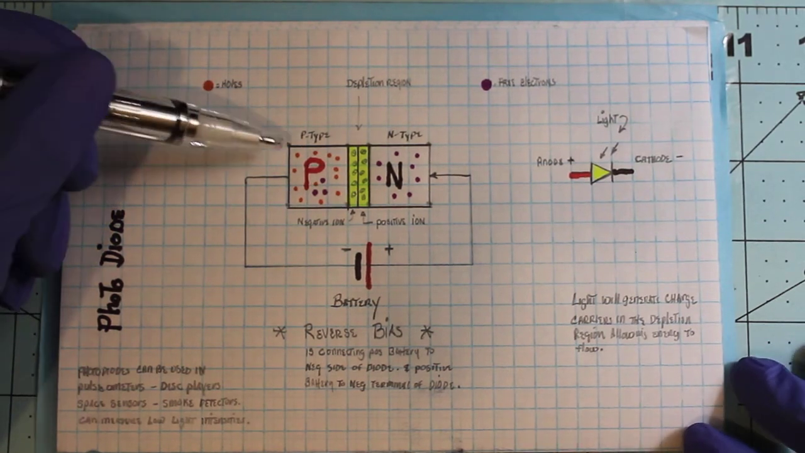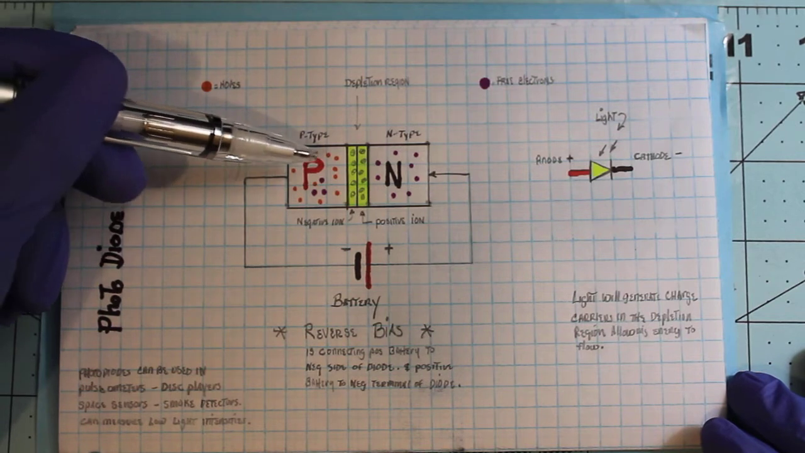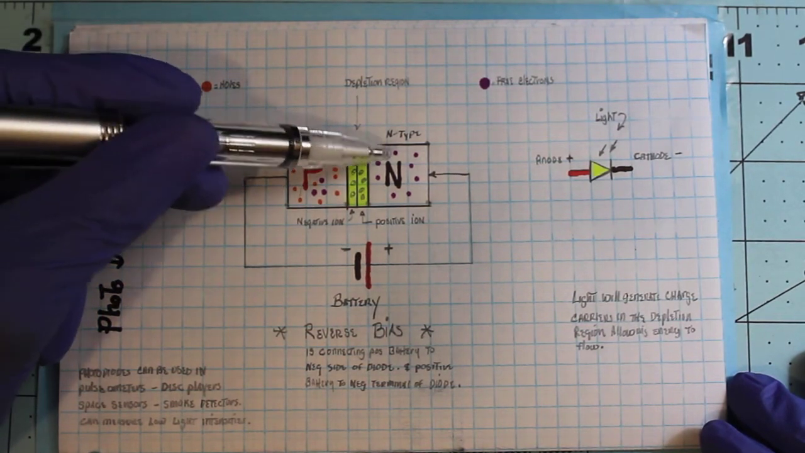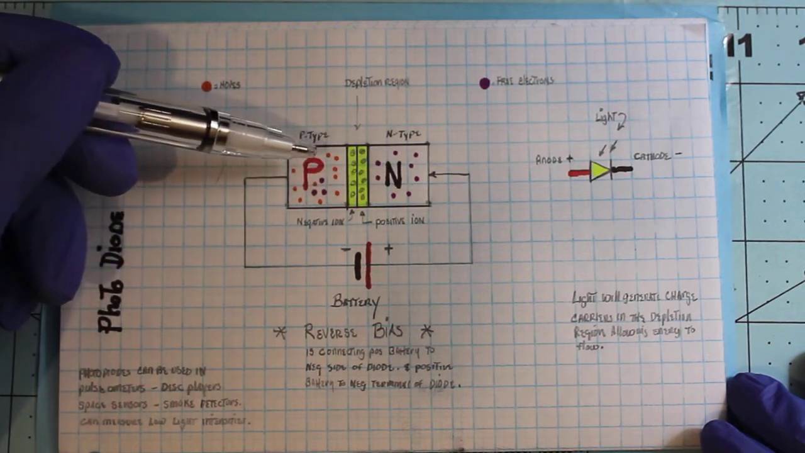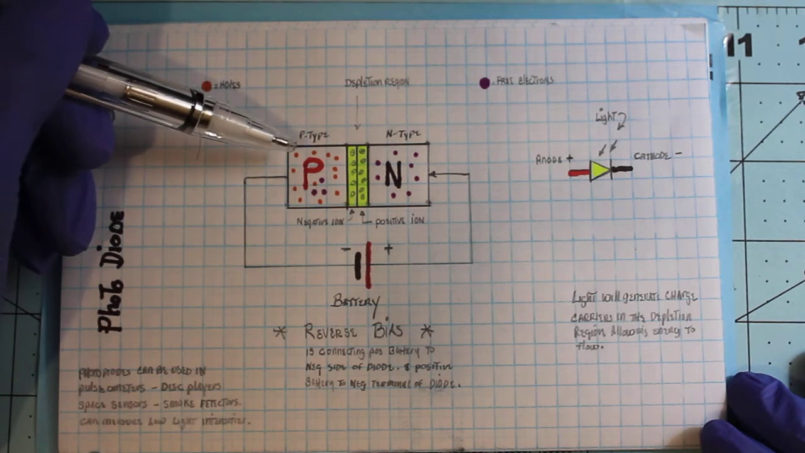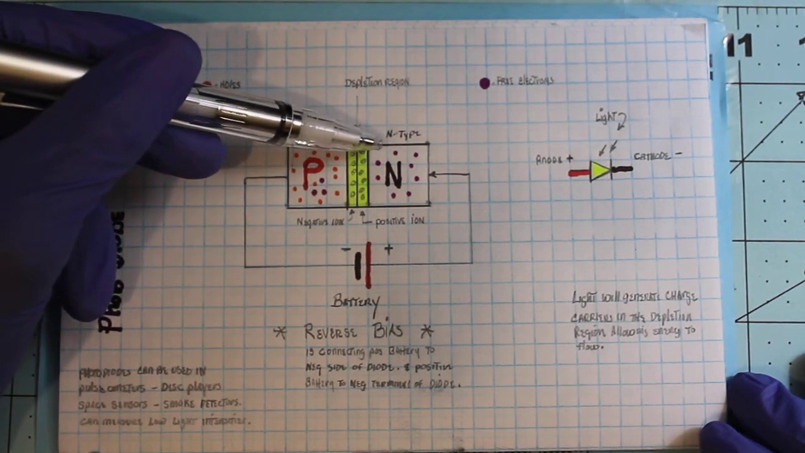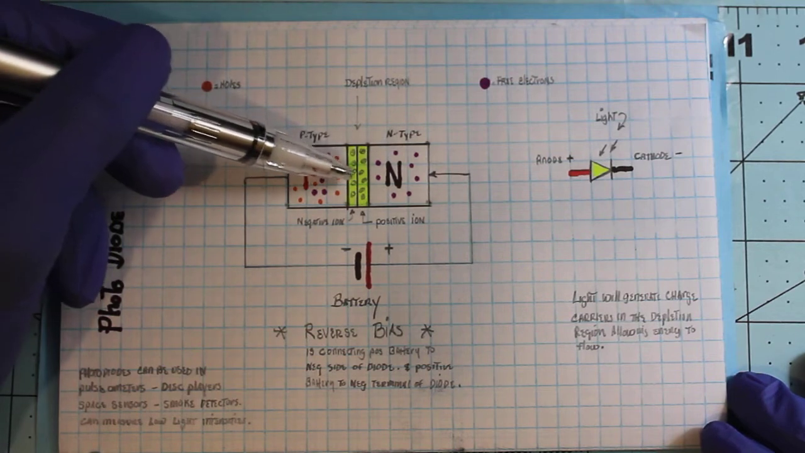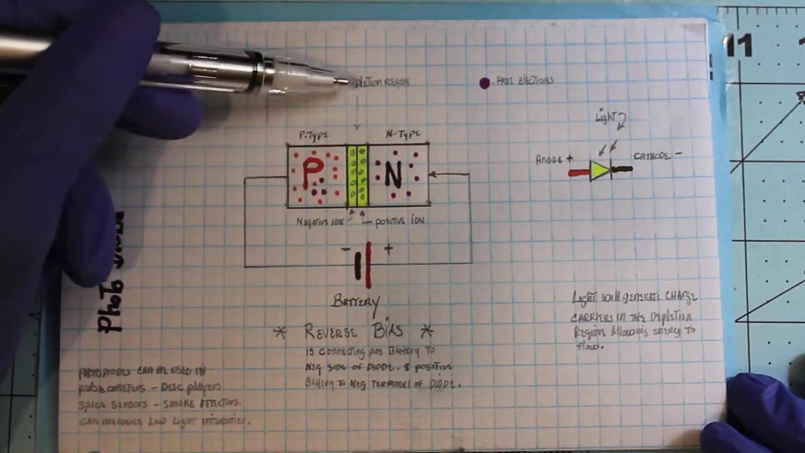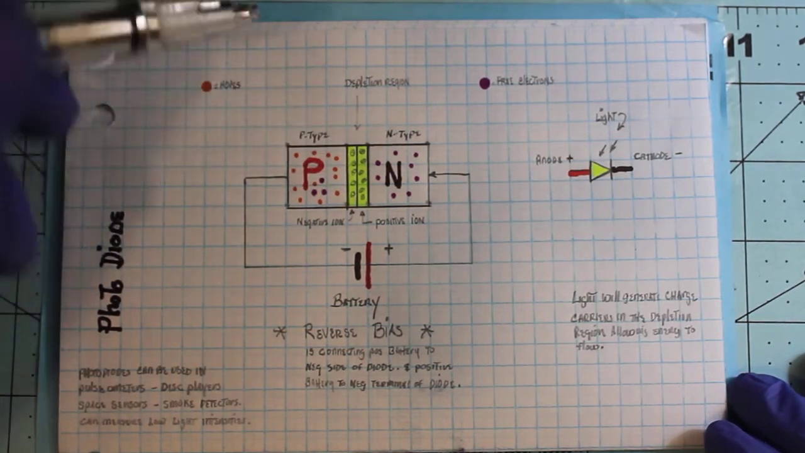First, a photodiode is a p-n junction semiconductor. It has a positive side and a negative side, kind of like an LED. It has a p-type material on one side and an n-type material on the other side. It also has a section in the center known as the depletion region. I'm going to explain to you how that really works.